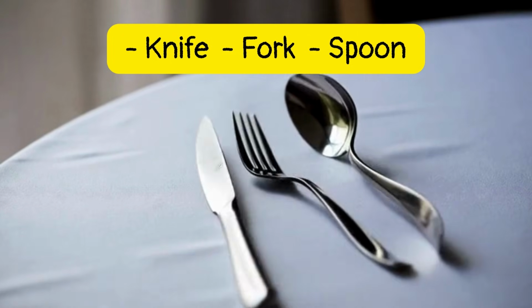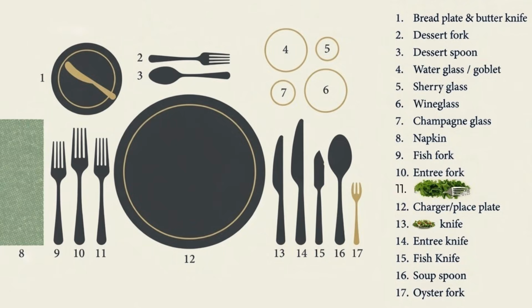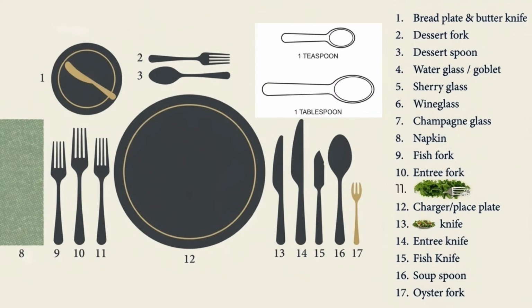Our indispensable helpers. Knife can be for butter, salad, entree, and fish. Also look at the types of forks. They are dessert fork, fish fork, entree, salad, and oyster forks. And what about spoons we know? Dessert spoon, soup spoon, tablespoon, and teaspoon, which we use for tea and coffee.